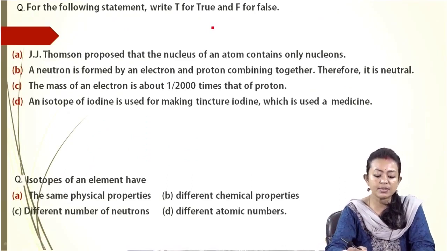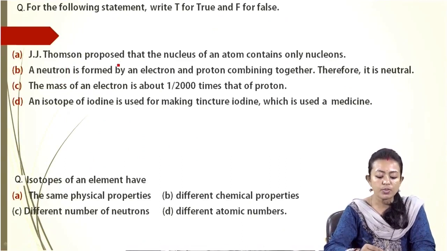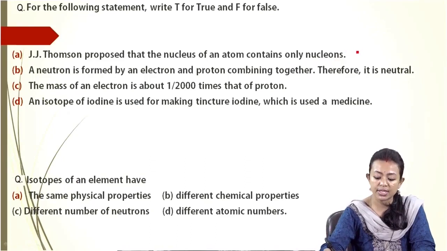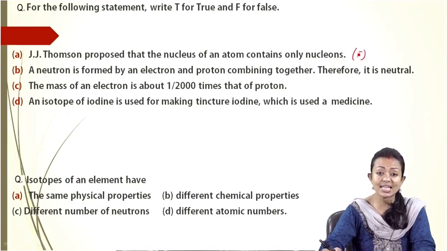For the following statement, write T for true and F for false. J.J. Thomson proposed that the nucleus of an atom contains only nucleons. This is false because he said nothing about the nucleus.